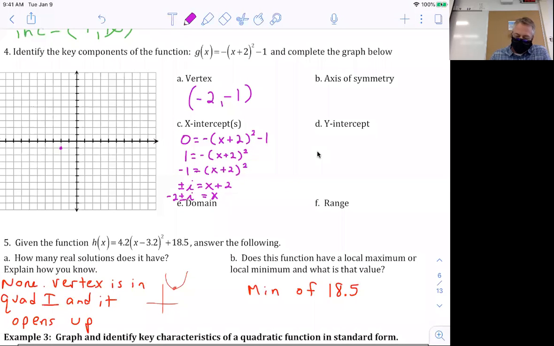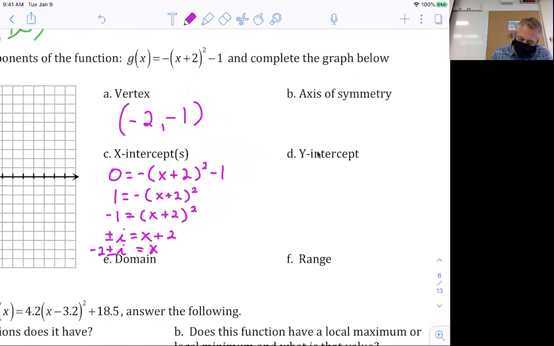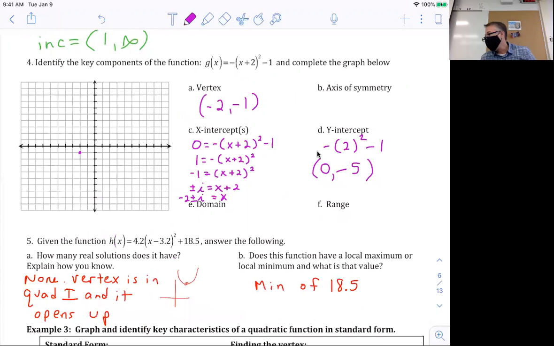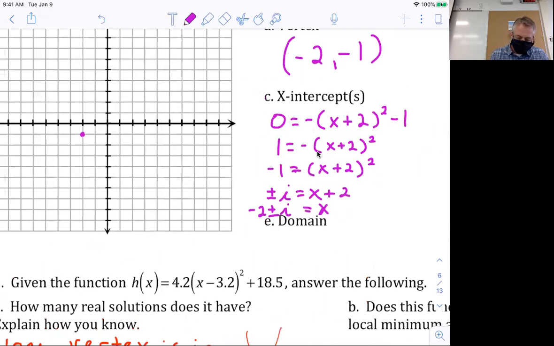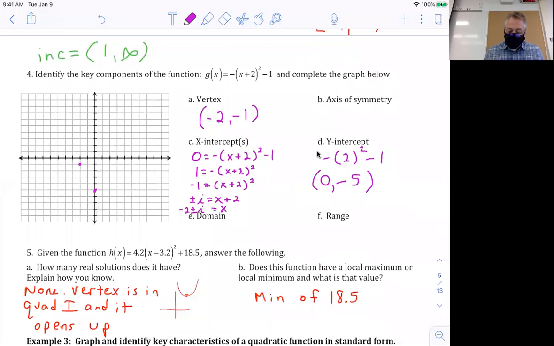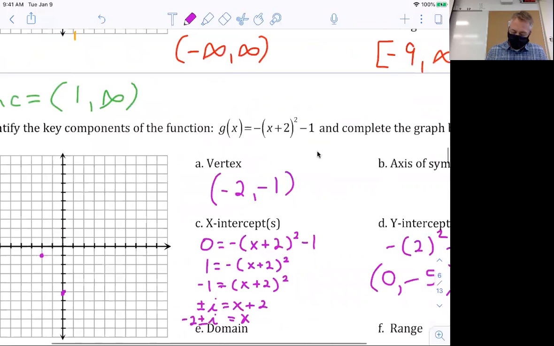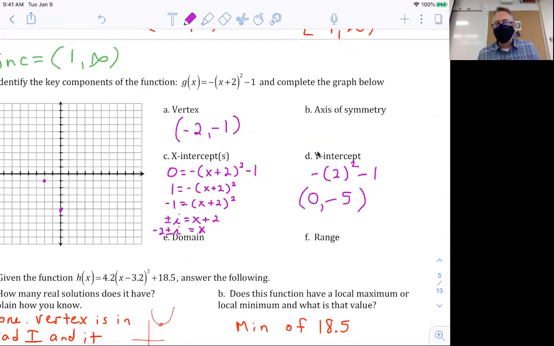My y-intercept, I plug in a 0 for x. So I make x equal to 0. So that's going to be the opposite of 2 squared minus 1. So that's -4 minus 1 or -5. So as a coordinate, 0, -5 is our y-intercept. Wait, aren't you supposed to plug in the 2 to the x? I plugged in a 0 for the x. And then 0 plus 2 is 2. That's where that came from. Okay?